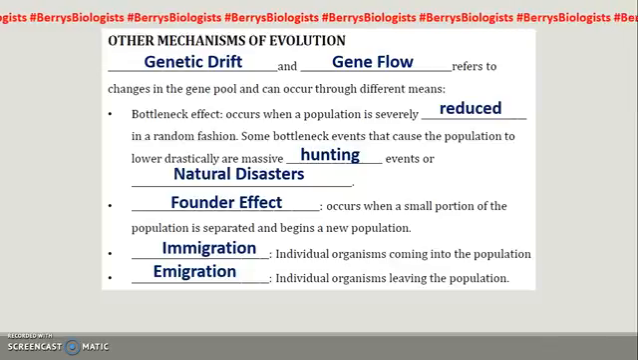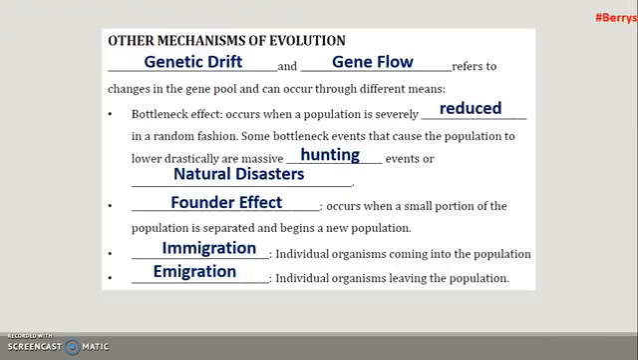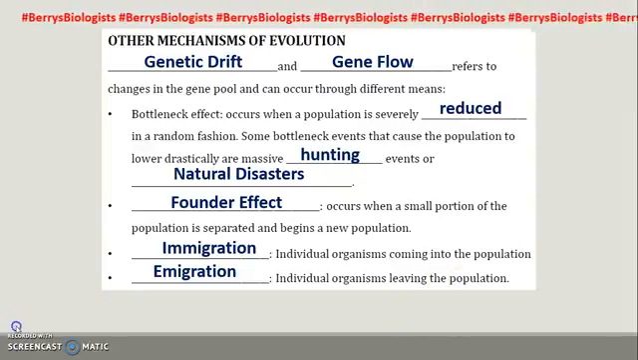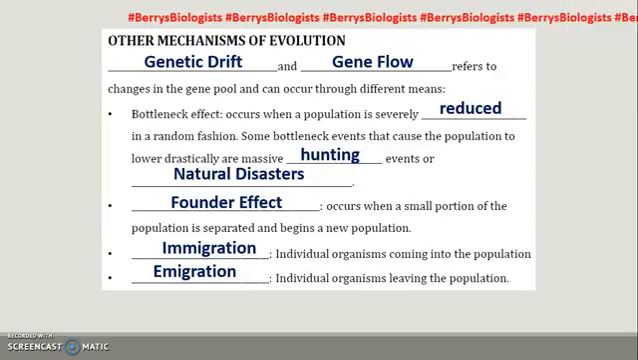You also have immigration, which is individuals coming into a population. That drastically affects things, as well as emigration, which is individuals leaving a population. So you also have emigration, like I was saying, to where individuals are leaving a population.